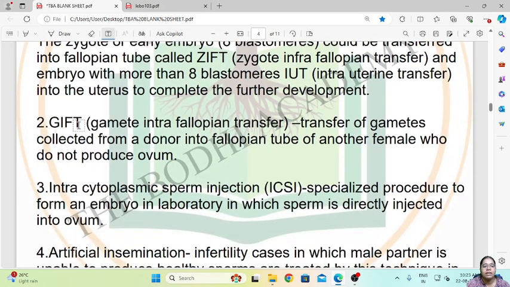The second one is GIFT, that is gamete intrafallopian transfer. It is the transfer of gametes collected from a donor into the fallopian tube of another female who does not produce ovum. In this case the gametes are transferred. If a female is not able to produce good quality eggs, then the eggs from the donor are taken and transferred into the fallopian tube of the female who is not able to produce eggs. This is how gamete intrafallopian transfer works in the female.